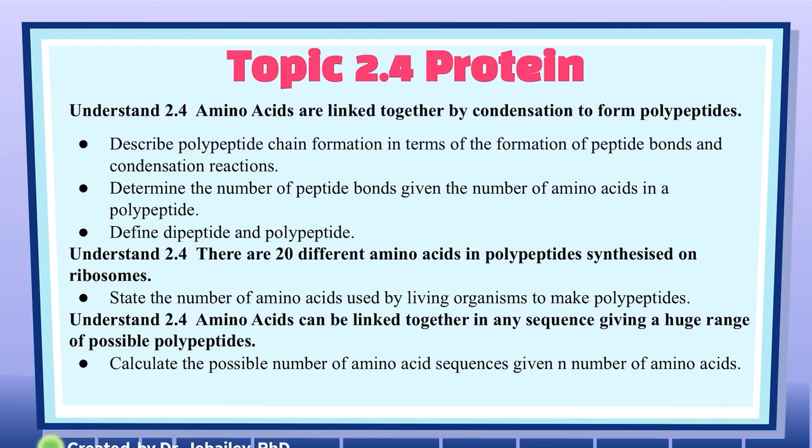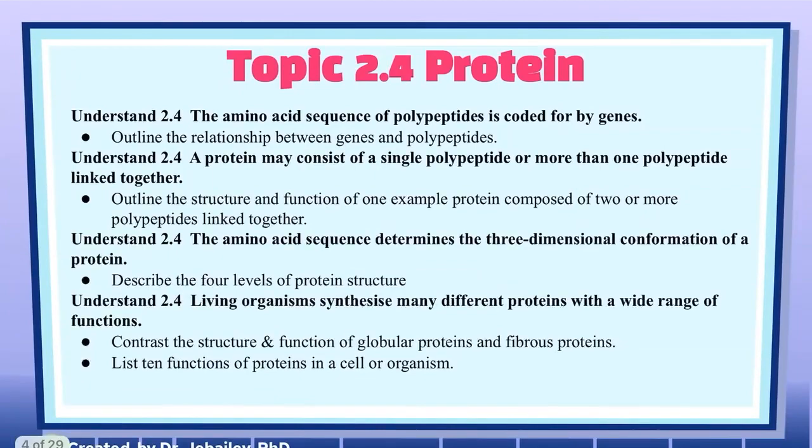We definitely understand how amino acids eventually become polypeptides, which are basically large molecules of protein. We're going to look at all the different amino acids there are. We're going to see how they're actually linked together, their sequence. We're also going to talk about genes and how genes can influence the sequence of the amino acids.